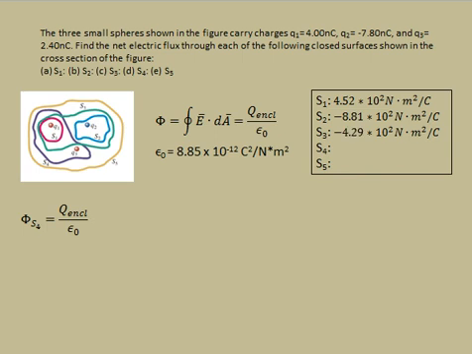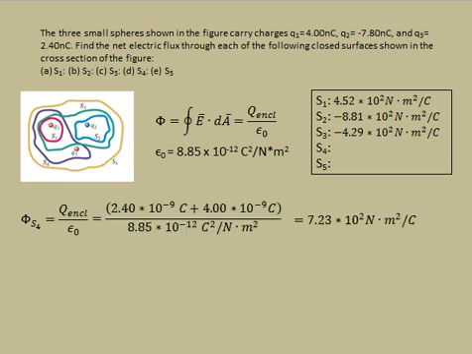Next, let's see surface 4. It's seen in purple. Surface 4 contains Q1 and Q3. Again, to find the net flux of the surface, we need to calculate the net charge enclosed, so we add the charges together and calculate it to be 7.23 newton meters squared per coulomb.